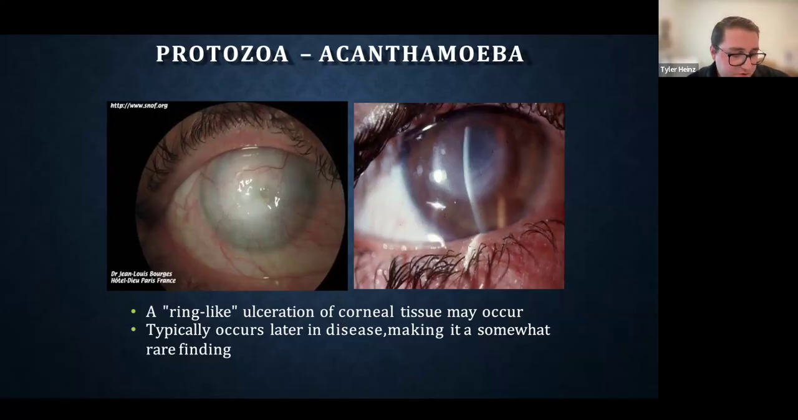So if you find a patient on your rotations, or on your tests that you may take, your ER rotation, for example, if you find that you're talking about a patient that's using tap water or dirty water for their contact solution, not wearing their contacts correctly, think acanthamoeba.